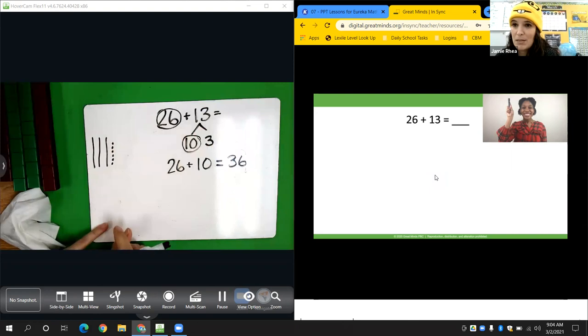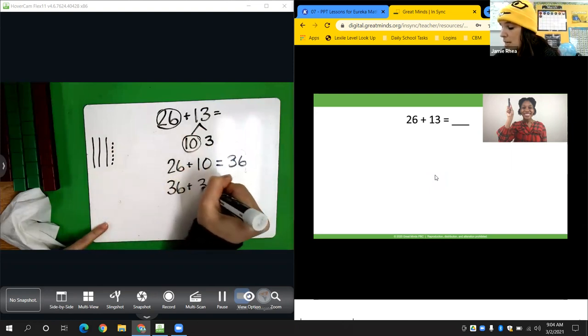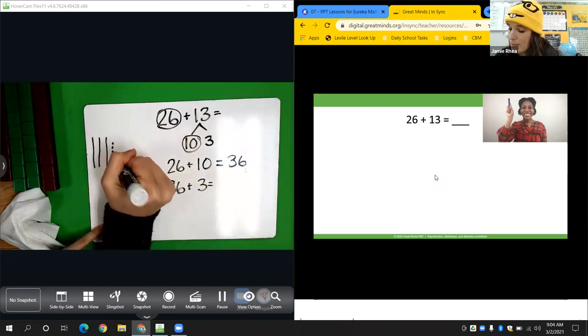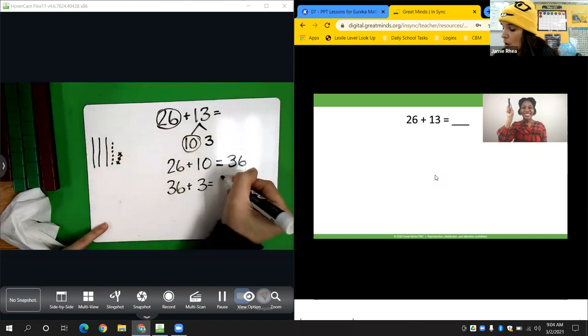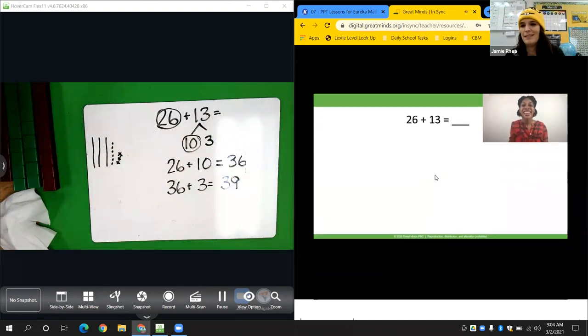Now I can add my 3. 36 plus 3 equals, let's add 3 more, 6, 7, 8, 9. 39. Now let's do our pencils up. Great work, mathematicians. Now is the time that you can compare your work with mine.